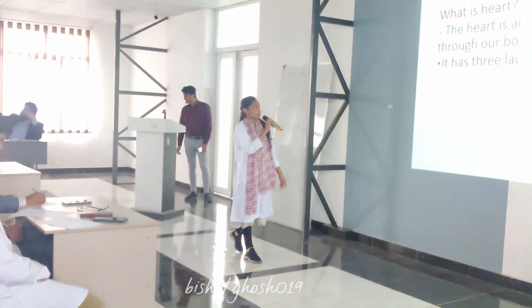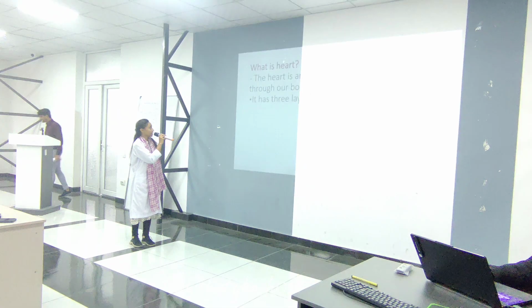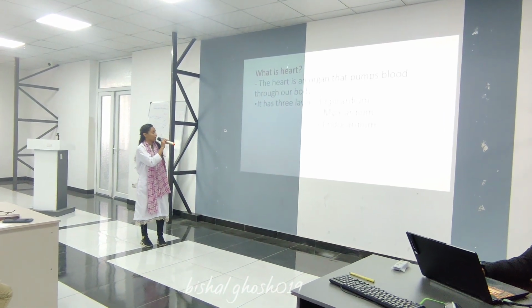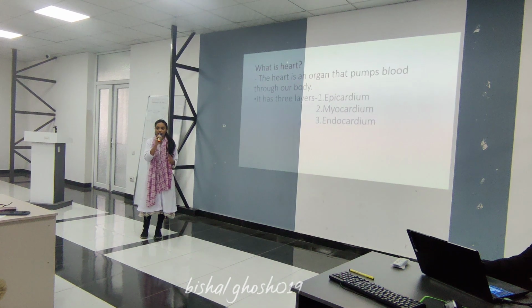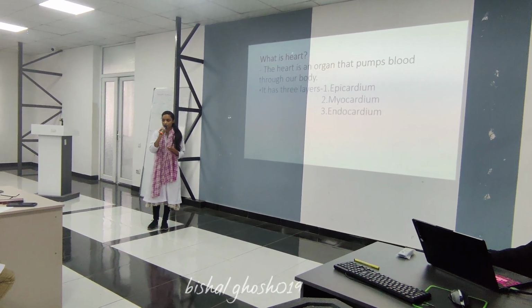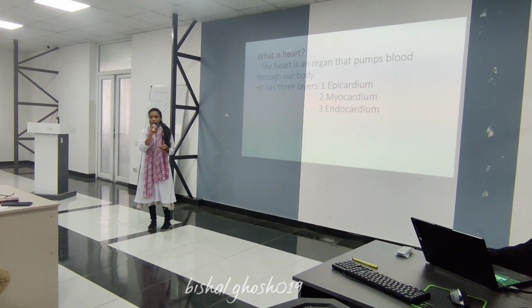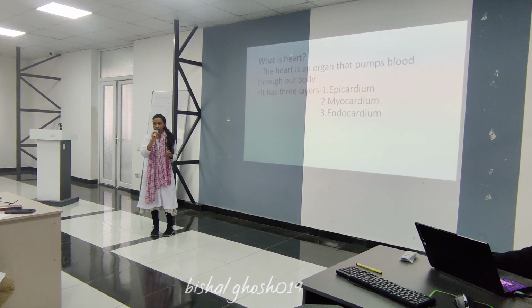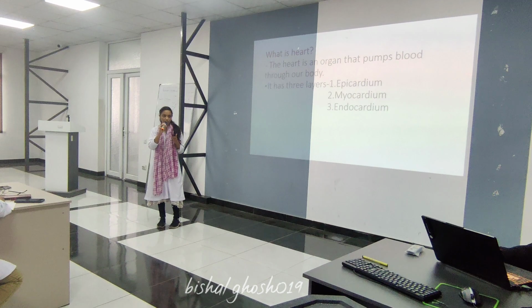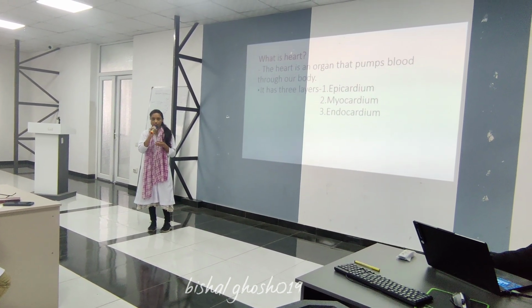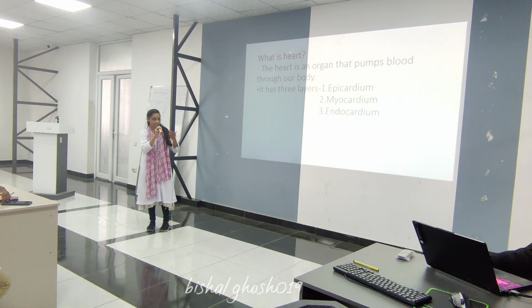So first, we have to know what is heart. The heart is an organ that pumps blood through our body. Heart has 3 layers and 4 chambers. The 3 layers are epicardium, myocardium and endocardium. Then the 4 chambers are left ventricle, left atrium and right ventricle and right atrium.